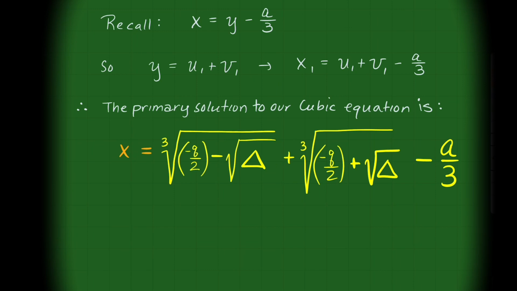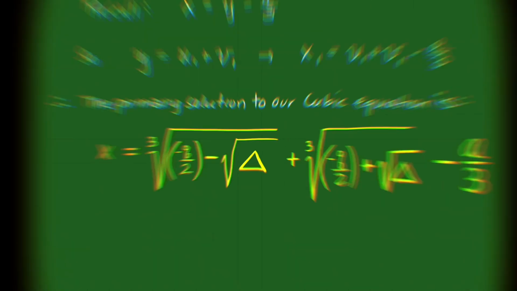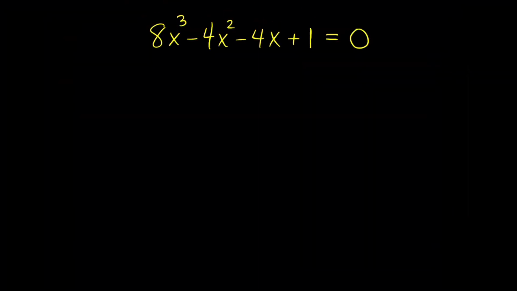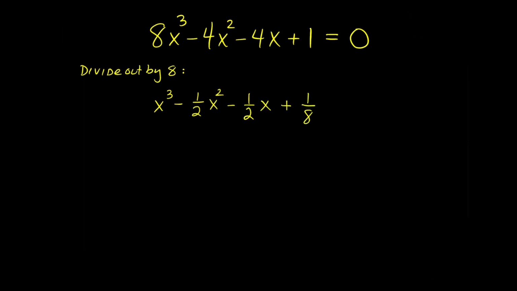Now, the next thing we're going to do is apply this idea to the cubic equation we looked at earlier. 8x cubed minus 4x squared minus 4x plus 1 equals 0. To start, I'm going to divide the entire equation by 8 to turn it into a monic polynomial. And that's going to give us x cubed minus 1/2 x squared minus 1/2 x plus 1/8 equals 0.